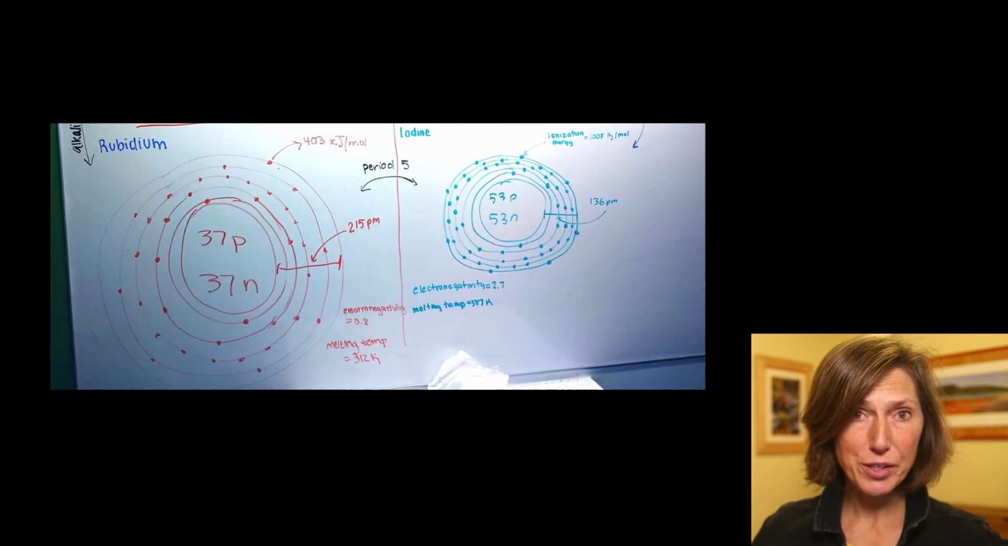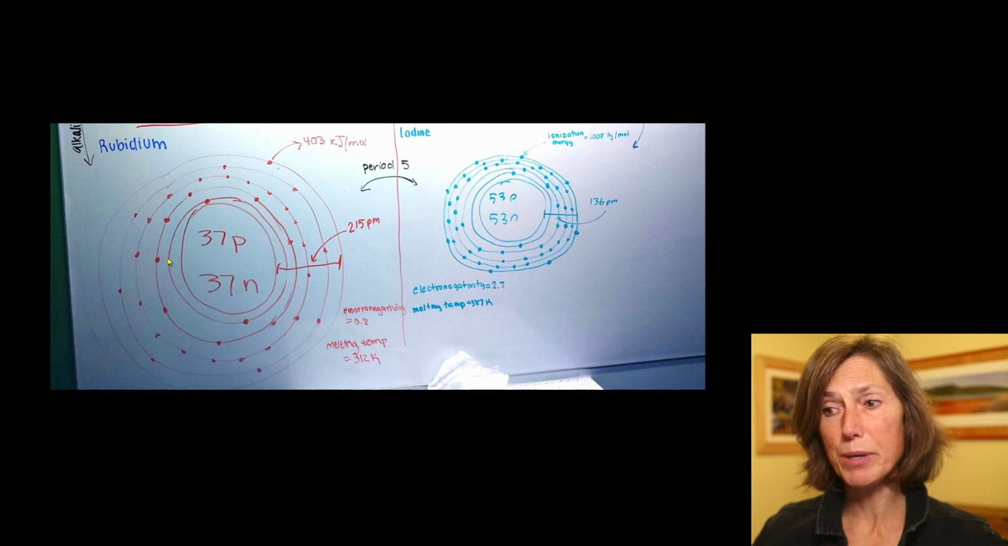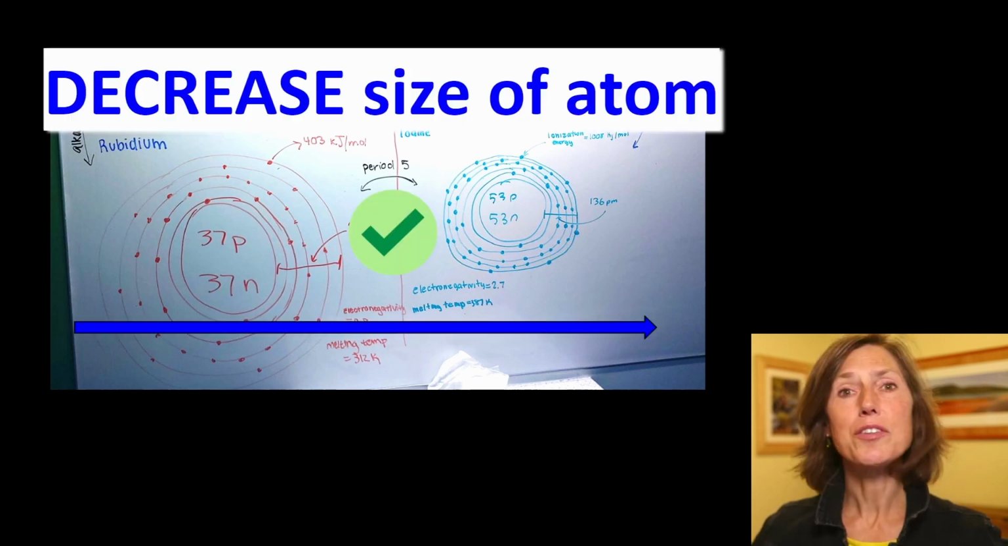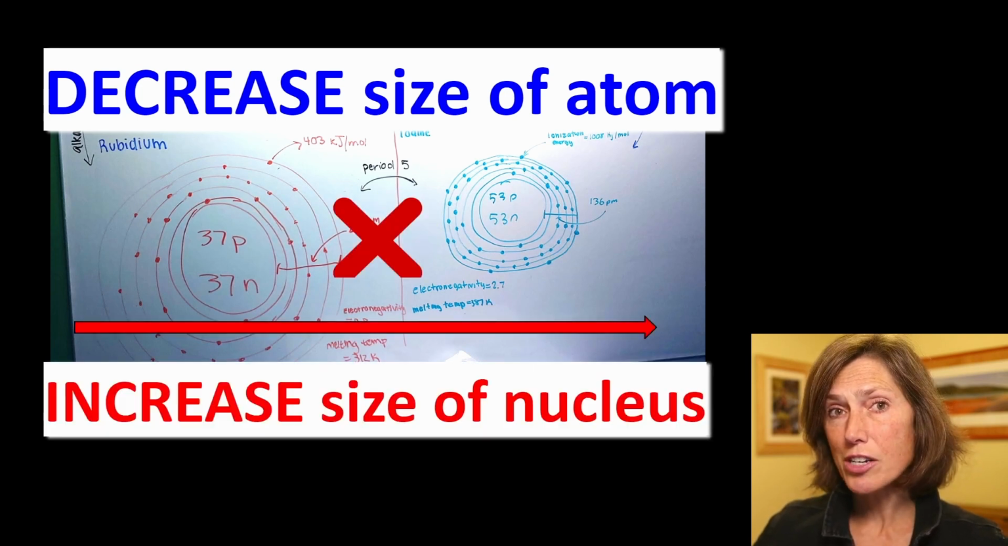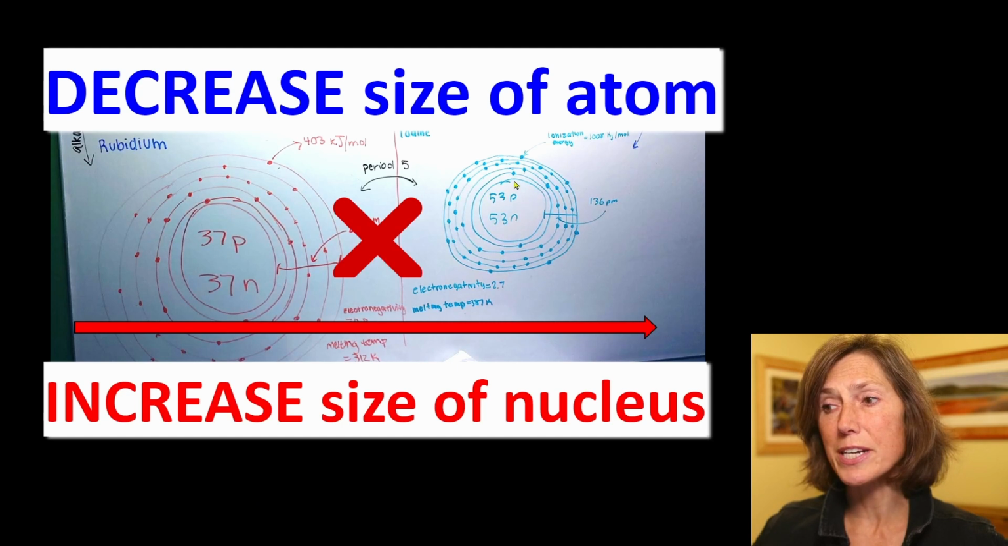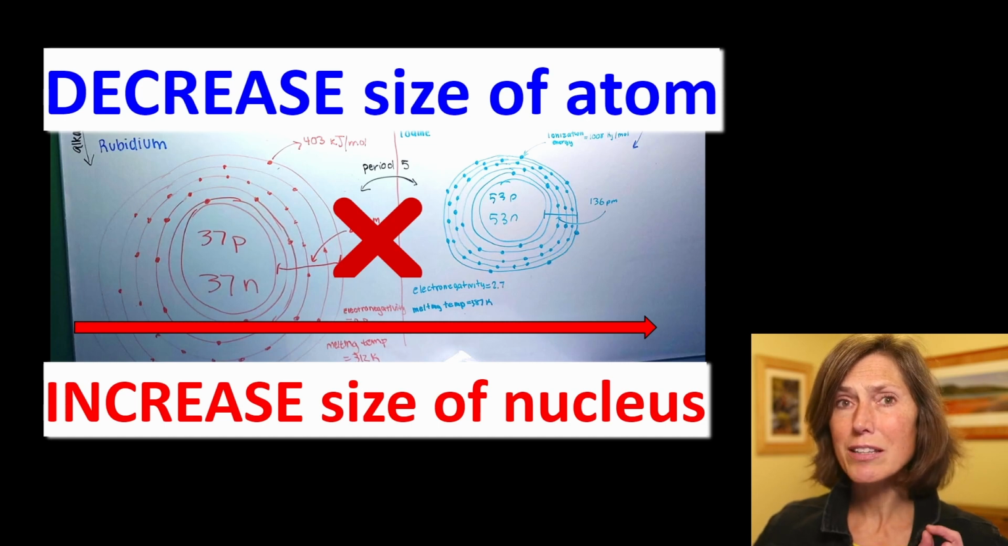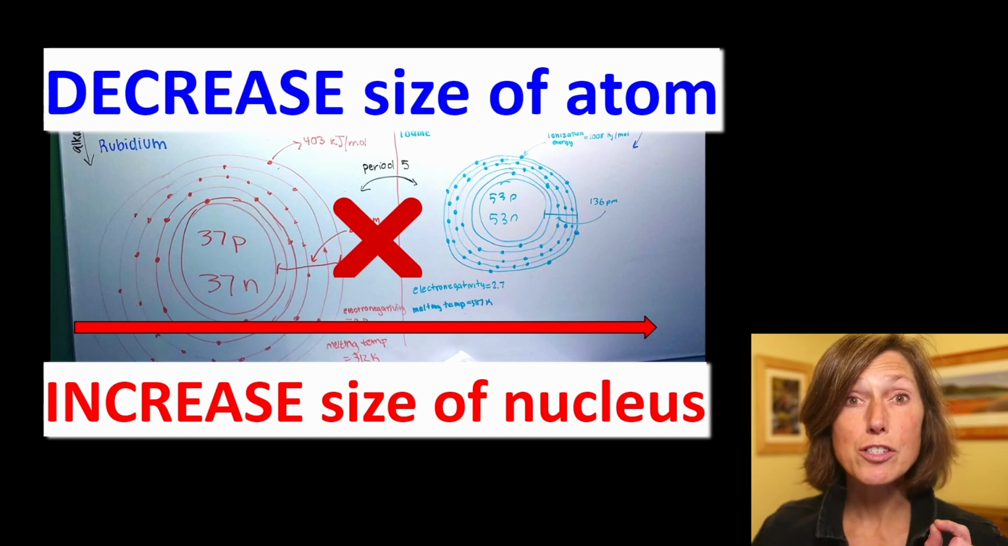Let's zoom in on period 5. We're seeing here rubidium and iodine. This student correctly showed a decrease in size of the atom, but unfortunately, it's not showing a correct increase in size of the nucleus for iodine compared to rubidium. Clearly, modeling these 4 atoms correctly is a challenge.